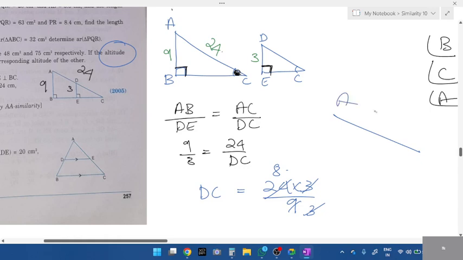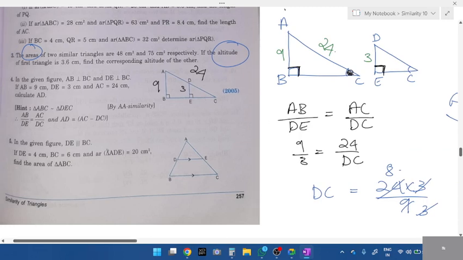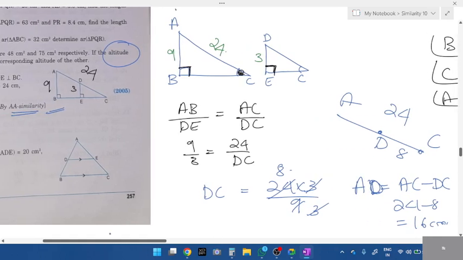Look here. AC value is given. AC is 24. In that we found the value of DC. DC was 8 centimeters. So write it like this. AD is equal to AC minus DC. 24 minus 8. 16 centimeters. Can you see here they've written AC minus DC? And we also proved similarity. They would give this for a 3 marks question. For 2005, they would have given it for 3 marks.